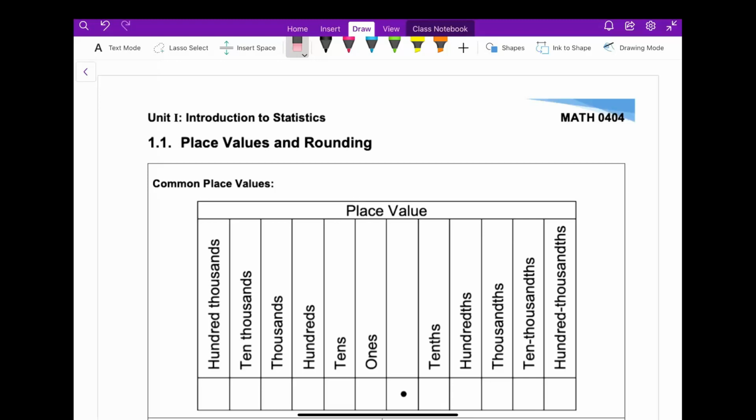Unit 1, Introduction to Statistics, Place Values, and Rounding. Let's take a look at our common place values. We have a table with the common place values.